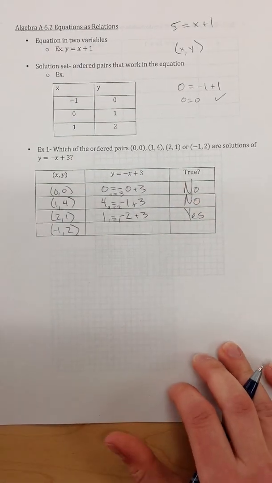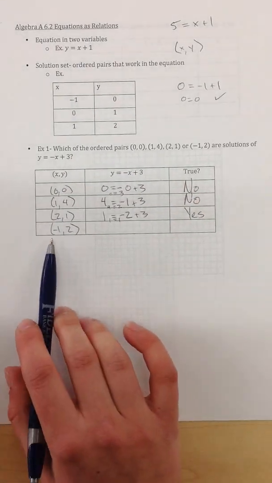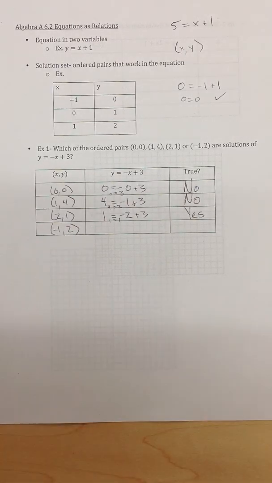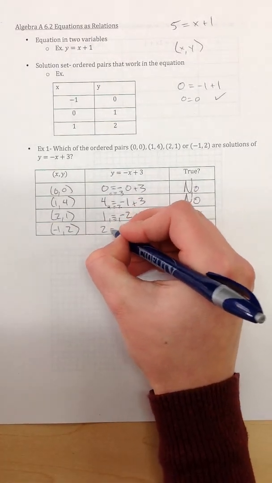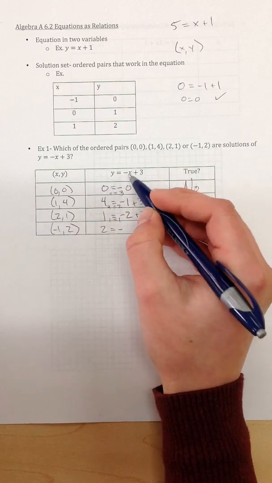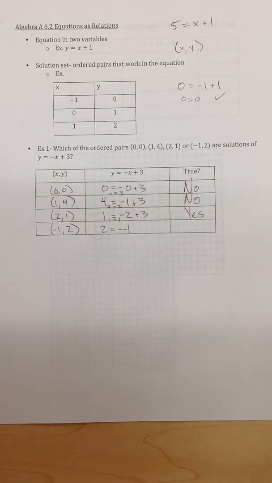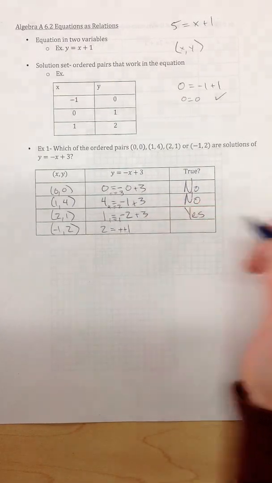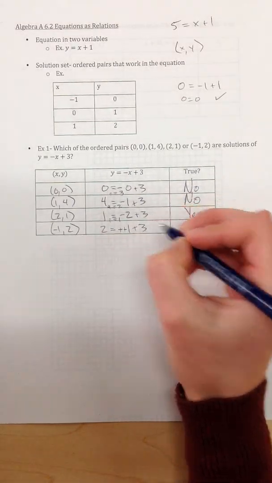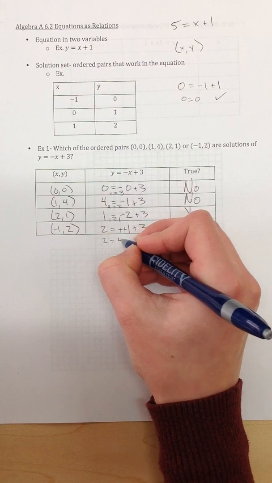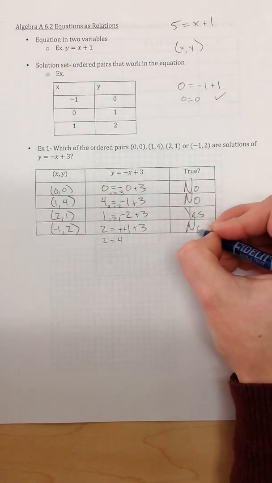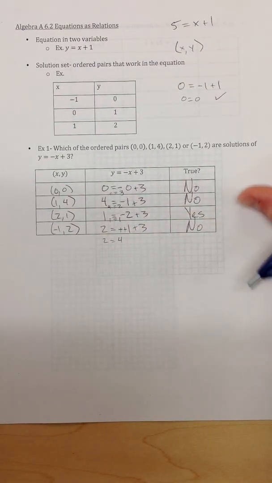So that one does work out because it's the same on both sides, so that one would be yes or true. And then my next one here, -1 for my x, 2 for my y, so 2 is equal to negative, and since it's a -1 there, it's basically a negative times a negative, which we know ends up being positive. And then plus 3, so that would be 2 is equal to 4, which does not work out, so that would be no. In some of those situations, you might have more than one answer, so you just have to go through each of them and figure out if it's yes or no.